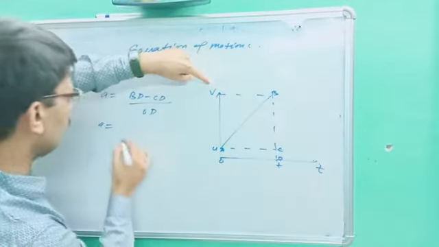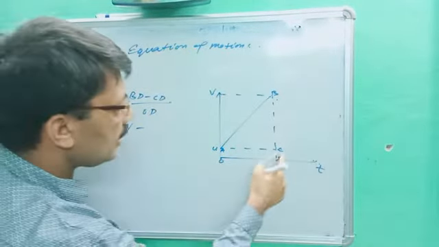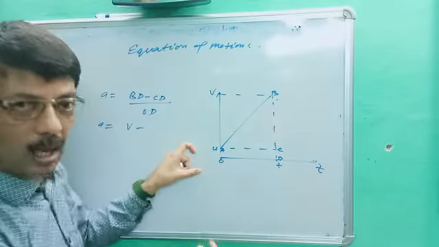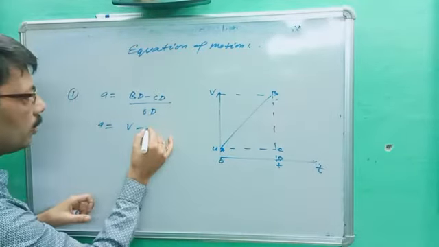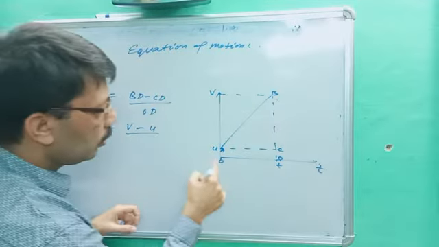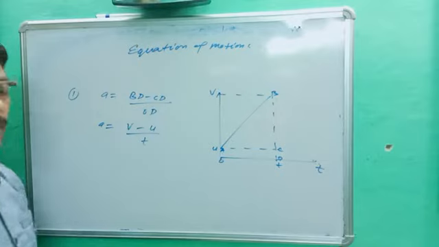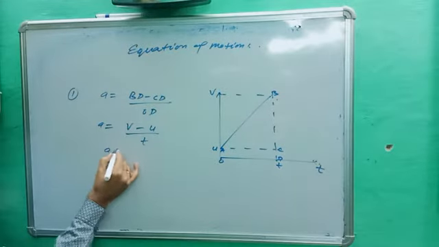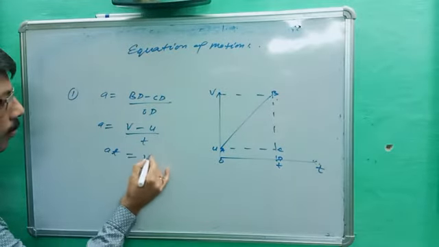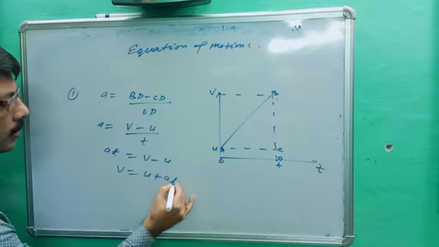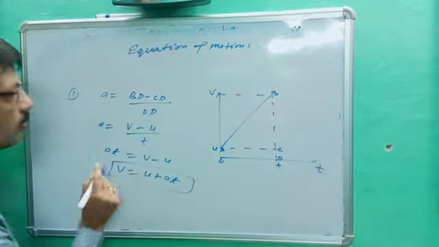BD is the final velocity, V, minus CD. CD is the initial velocity. CD is equal to OA because they are parallel in mathematics. So it becomes U, divided by OD. OD is the time T. Are you getting it? Cross multiply, we will get AT is equal to V minus U. So V is equal to U plus AT. We got the first answer for you.